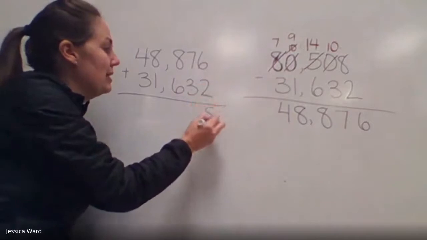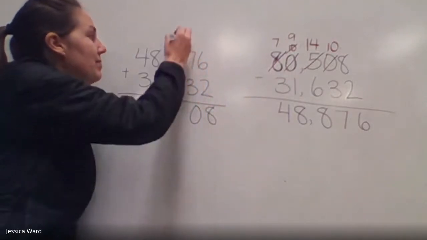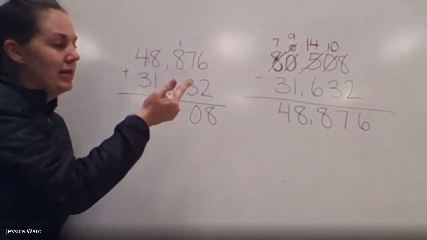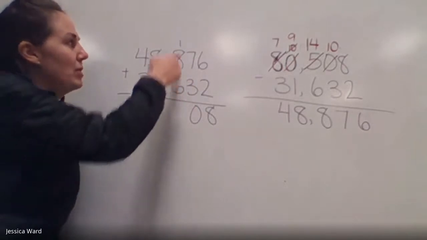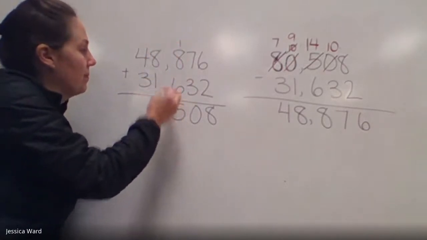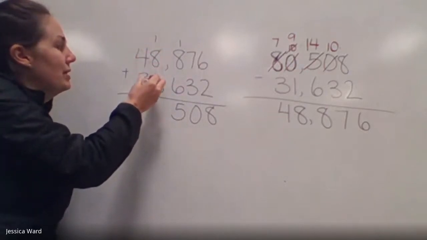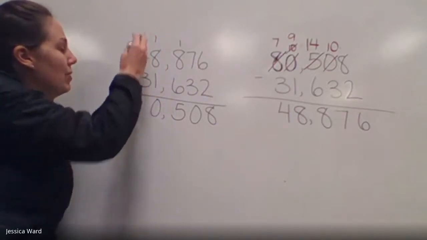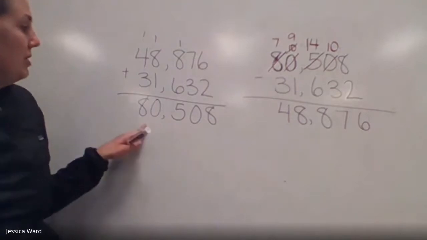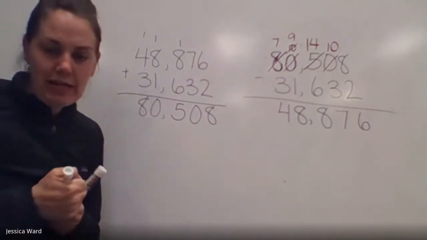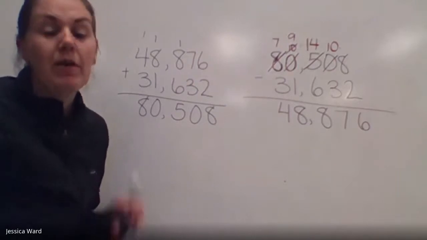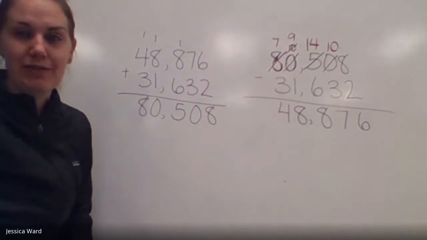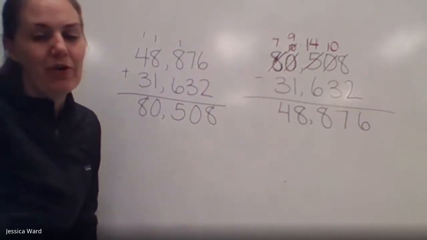So 6 and 2 makes 8, 7 and 3 makes 10, 8 and 6 is going to get me, let's see, 8, 9, 10. I would have 4 left from the 6, so that would be 14 plus 1 more makes it 15. Now I have 8 plus 1 is 9, plus 1 more makes it 10. And 4 and 3 and 1 more would be 8. My number checks out. I got 80,508. All right. Again, that's the double check of the answer. Our actual answer was 48,876. So that's what you wrote down in the solution, right? Right. Okay.